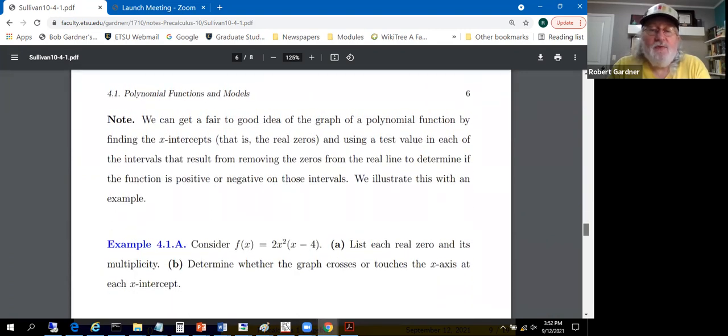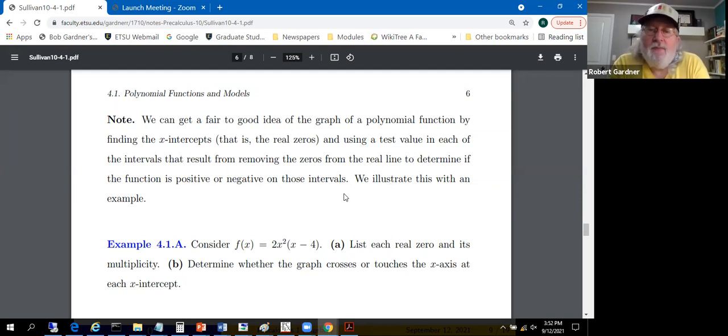Okay, kind of shifting gears here to try to get to the graphing of these functions. We can get a fair to good idea of the graph of a polynomial function by finding the x-intercepts, that is the real zeros, and using a test value in each of the intervals that result from removing the zeros from the real line to determine if the function is positive or negative on these intervals. All right, that's a mouthful.